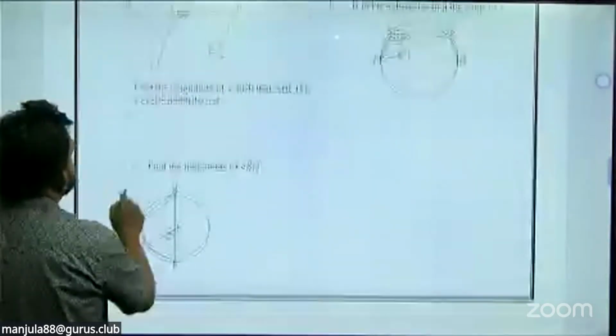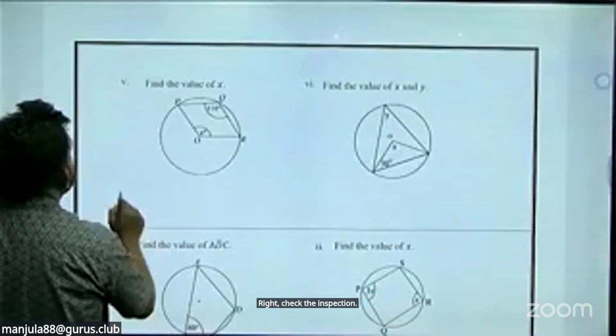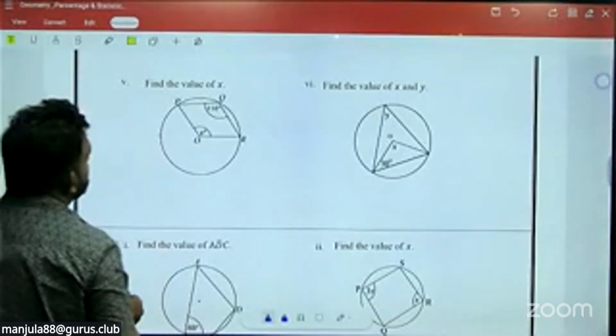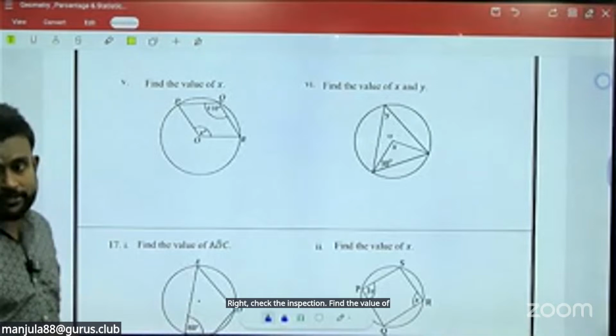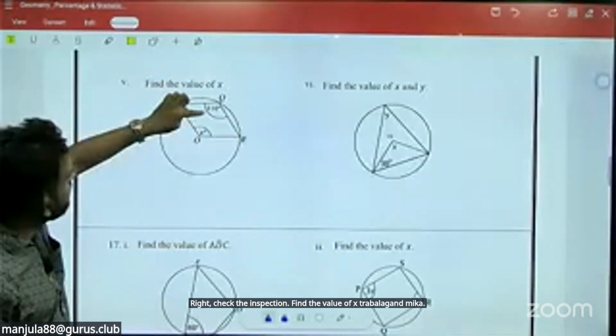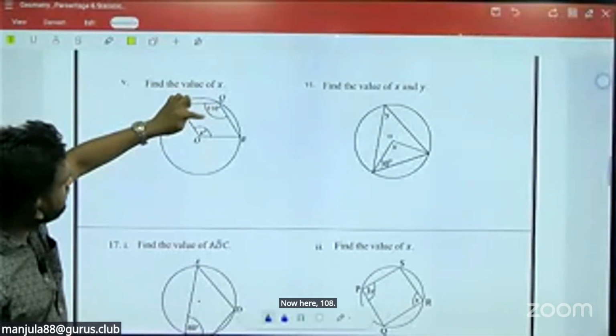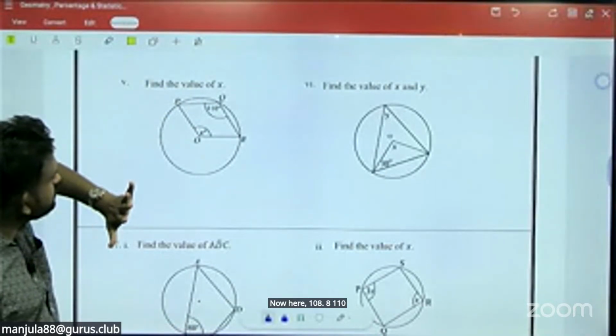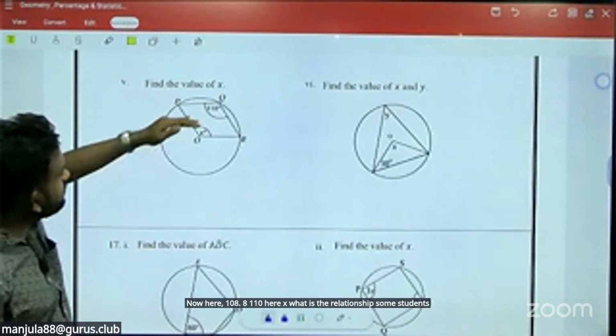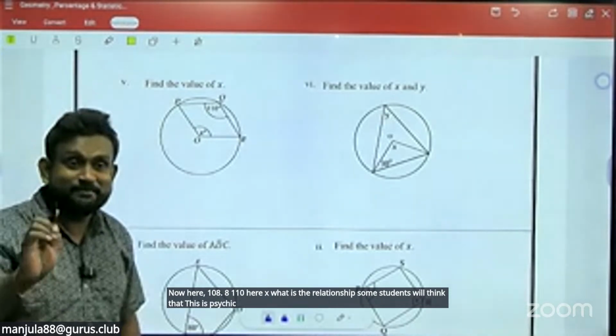Right, check the next question. Find the value of x. Now here 108, 110, here x. What is the relationship? Some students will think that this is a cyclic quadrilateral and put 70.